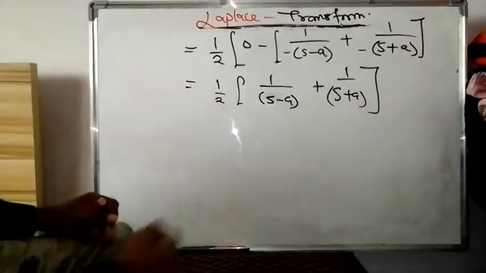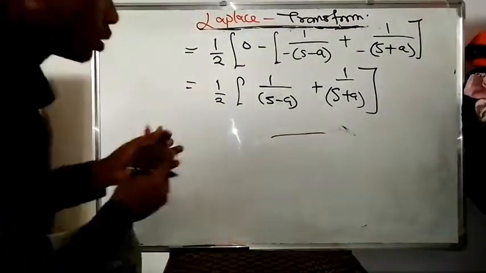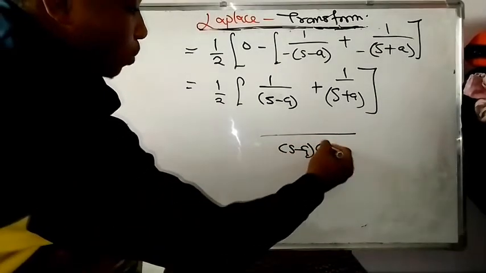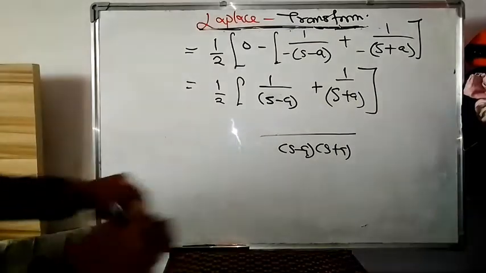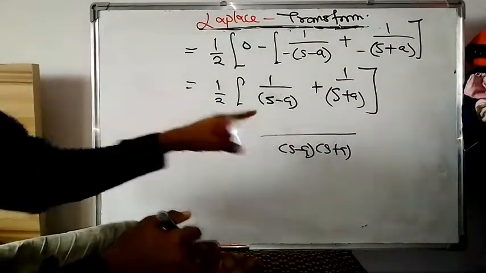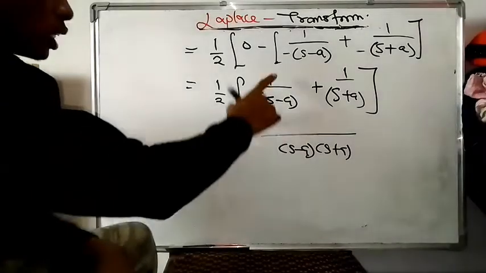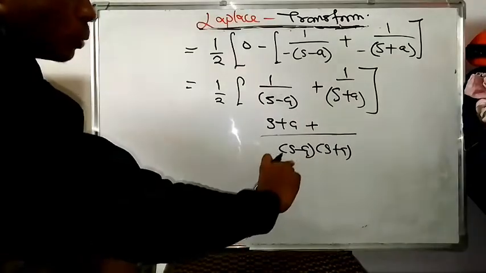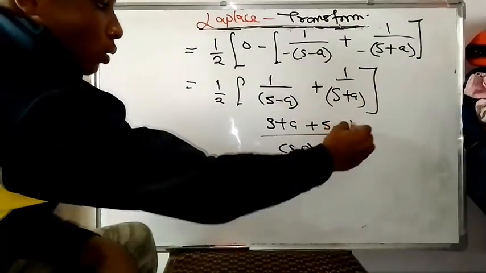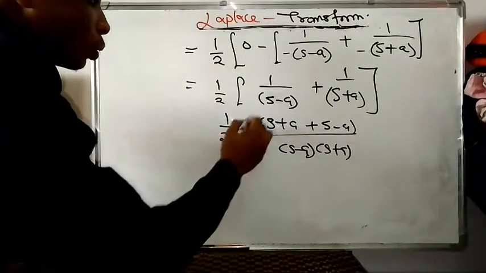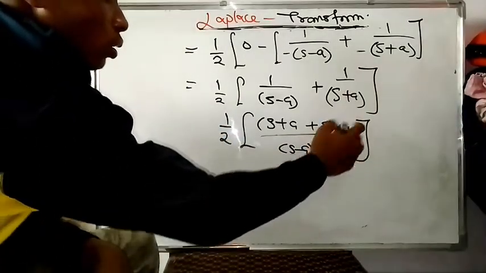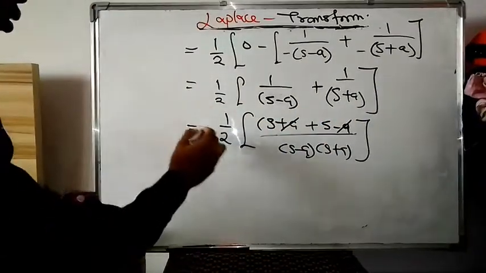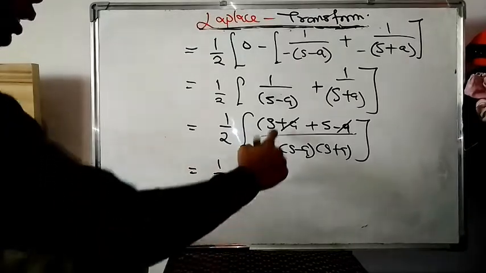So now let's take the LCM of this. Taking the LCM, s minus a, s plus a, right? So s minus a in s minus a, s plus a in s minus a will be left with just s plus a. S plus a times 1 is s plus a, plus this in this will cancel out, so remaining this s minus a times 1, that's s minus a, multiplied by 1 over 2. So eventually a will cancel a, right? So we are left with 1 over 2, open bracket, s plus s, that's 2s.